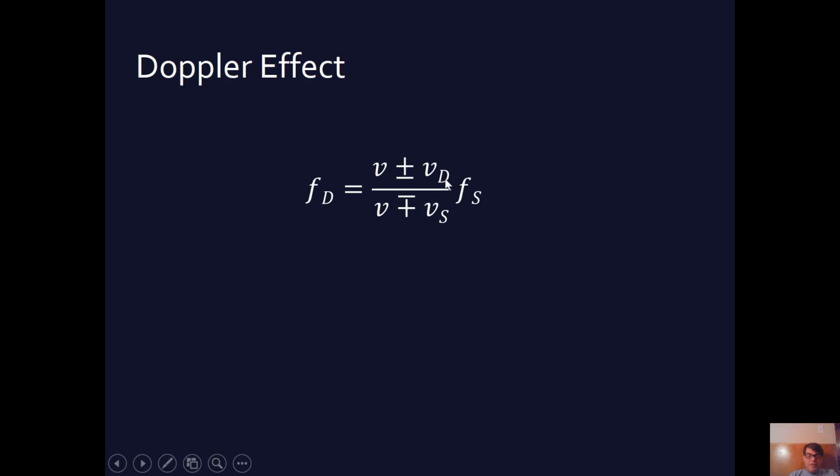And so the pluses and minuses basically have to do with whether the detector and the source are moving toward each other, or whether one's moving away. So let's say that the detector is moving toward the source and the source is moving toward the detector. Then both of these would be pluses. Or let's say that the detector and the source are moving away from each other. Then both of these would be minuses. Let's say the detector is moving away, minus, and the source is moving towards, plus. So you adjust the pluses and minuses depending on the way in which the source and the detector are moving in relation to each other.